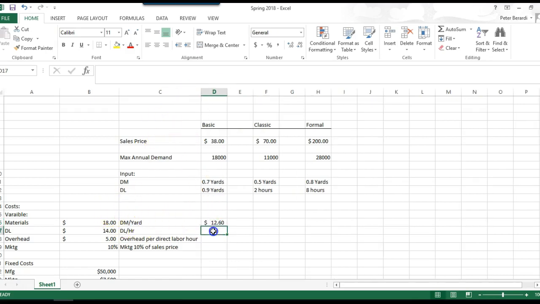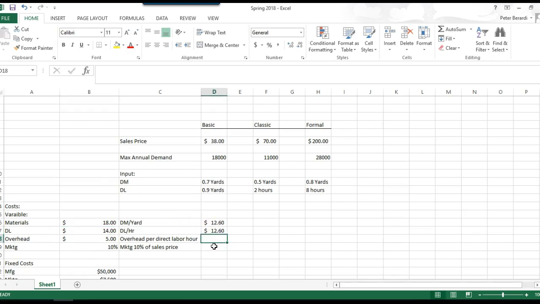Make some room here. Direct labor hours. It takes 0.9 hours to make one unit. The direct labor rate is $14 per hour. Therefore, take 0.9 times $14. Coincidentally, they're the same number, so let's just double check: 0.7 times 18 and 0.9 times 14.